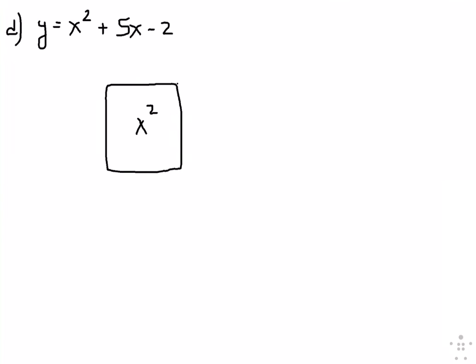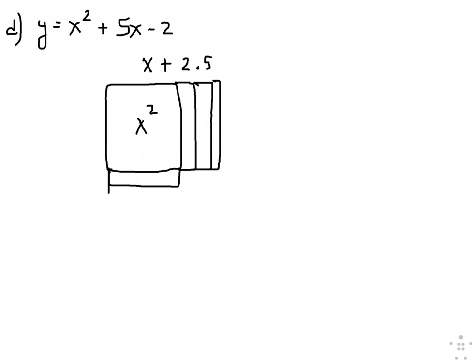Now 5 is tricky, right? Because I'm going to put 1, 2, and a half. I'm going to put half. So this is x plus 2.5, whichever way you think of that. And then I need to put 2.5 down here. 1, 2, and a half. Okay. So this now, on this side, is x plus 2.5. So I have 1 x squared tile and 2.5, 2.5, 5 x's. So I have all those.